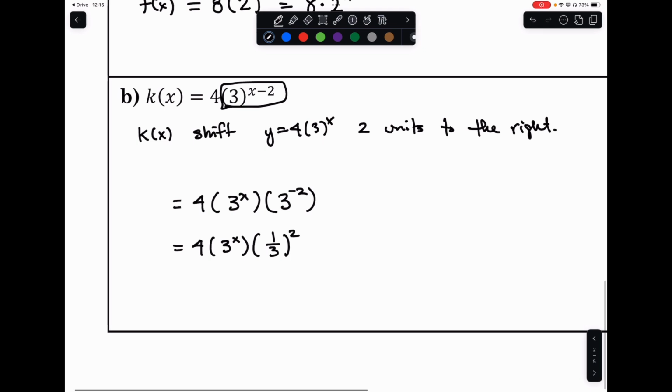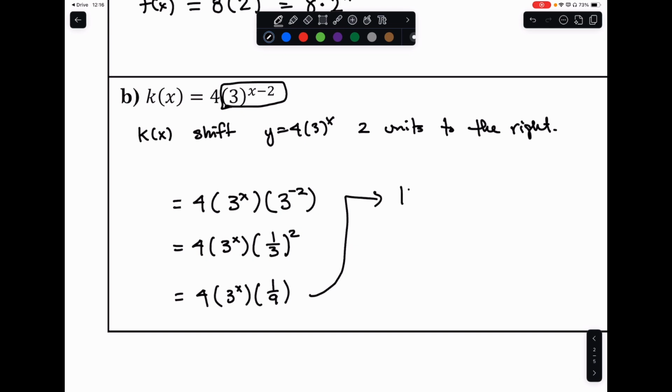And we can simplify this. So we have 4, 3 to the x, and then 1/3 to the second power is 1 over 9, since 1 over 3 times 1 over 3 is 1 over 9. So that means that k of x can be written as 4 over 9 by multiplying, again, this quantity with this quantity. That's 4 over 9 times our exponent of 3 to the x power.